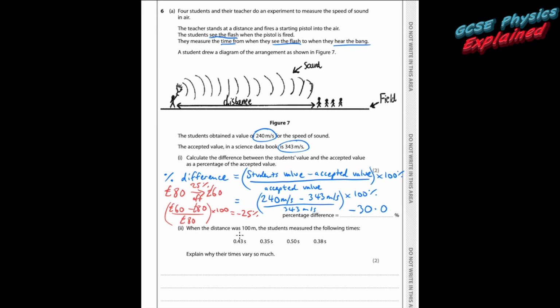Part 2. When the distance was 100 metres, the students measured the following times. Explain why their times vary so much. Right, look at how small those numbers are. The biggest one's half a second. That is going to be very difficult to start the stopwatch and stop the stopwatch accurately, because human reaction time is 1/4 of a second. So these times are comparable with the human reaction time. So that's what's going to make it difficult. And that's why the times vary so much.